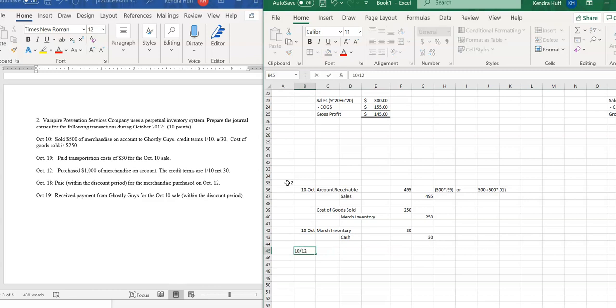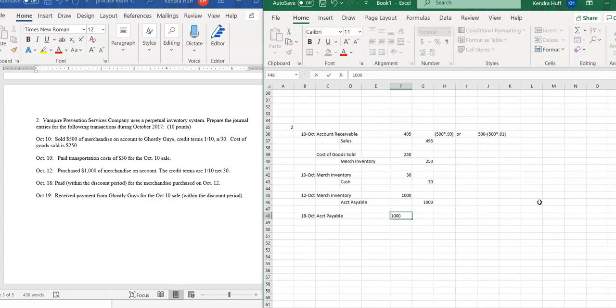All right, then the 12th, we purchased 1,000 of merchandise on account. So we're going to have merchandise inventory and accounts payable. And this is for the gross amount of $1,000. All right, October the 18th, we paid for this merchandise within the discount period. So we're going to have accounts payable, and we're going to take the full amount out, because even though we're not going to actually give them $1,000, it's considered paid in full.